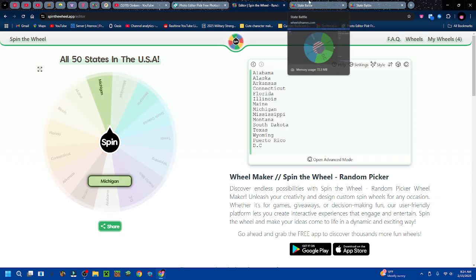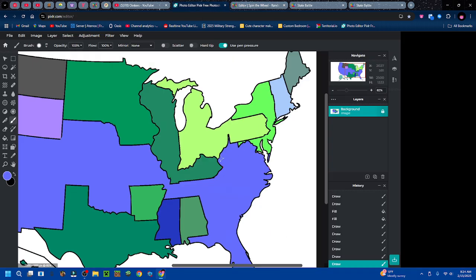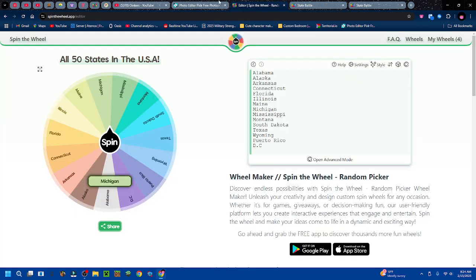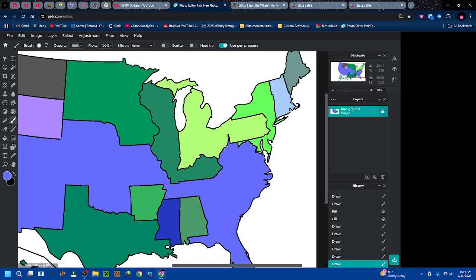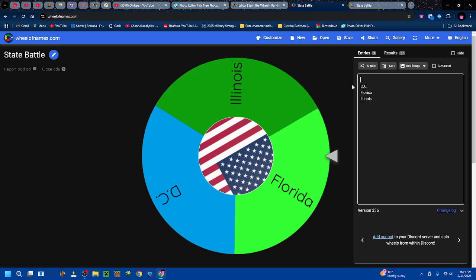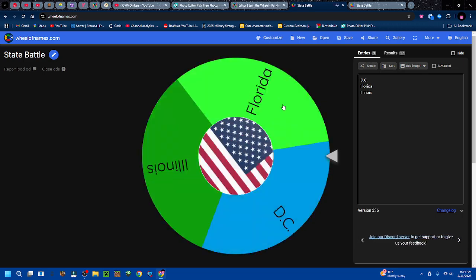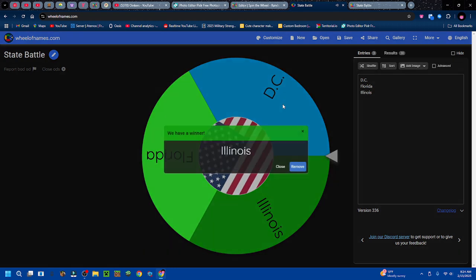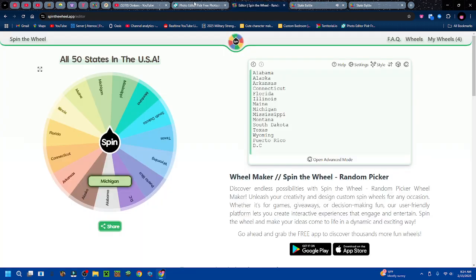Michigan is mad once again. All they border is Illinois, DC, and Florida, though. Illinois, Florida, DC. That's all. We just removed them, and then that's all their bordering states. Well, it looks like they're going to be going after DC here. Oh, no. Illinois, I guess.